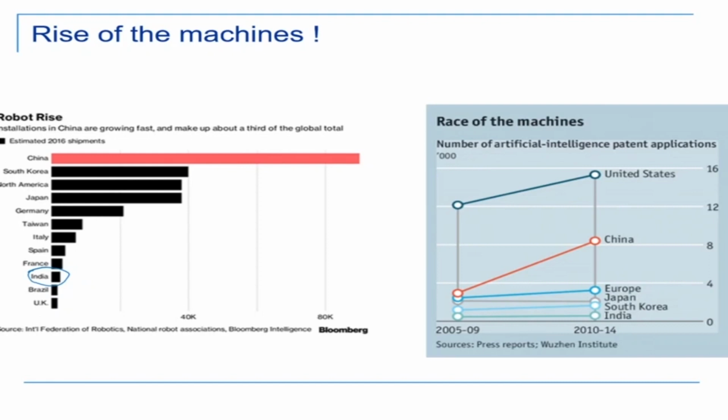Now, the graph on the right is also interesting: the number of AI patents being filed, which has to do with robotics, is till now the highest in the US, but China is catching up fast, and it is expected that in the future, if I project this graph like this and this like this, it is going to meet somewhere. So the left side graph shows the number of robot installations year-wise. The one on the right shows the rise of machines, or what is called the AI patents, filed across the world.